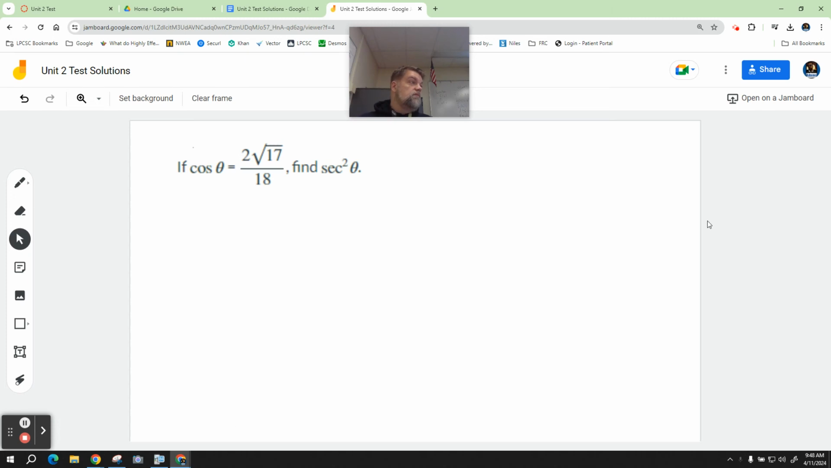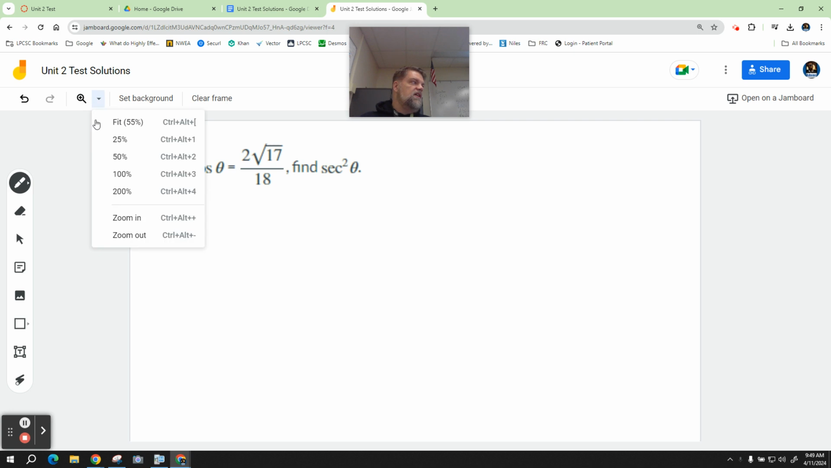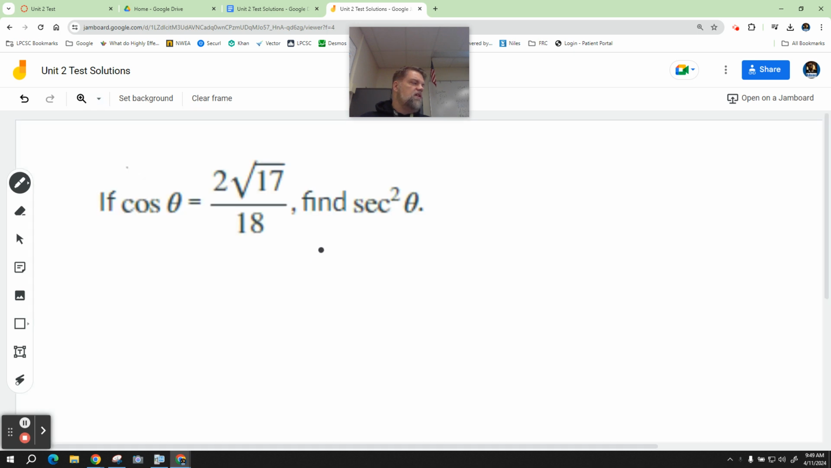Alright, so immediately when I see secant squared, this is a lot easier than you can even imagine. Okay? So remember the relationship between secant and cosine is that secant of theta is equal to 1 over cosine of theta. So in other words, it's the reciprocal.